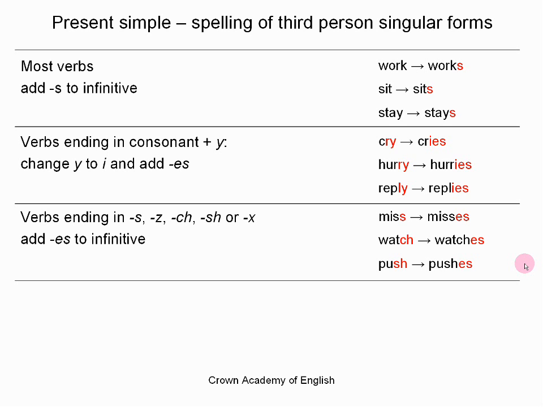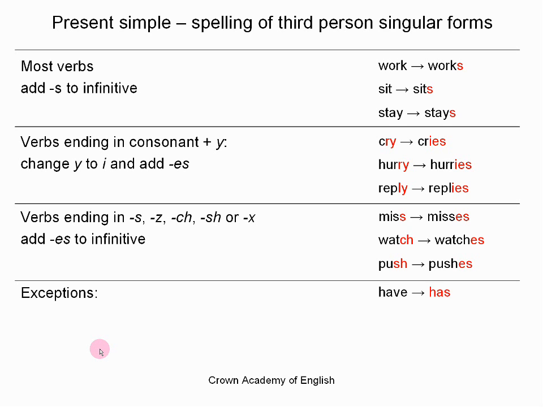Push becomes pushes, okay, with ES at the end. Alright, now let's have a look at the final exception. Is just some other exceptions which are just completely different. There are 3 of these.